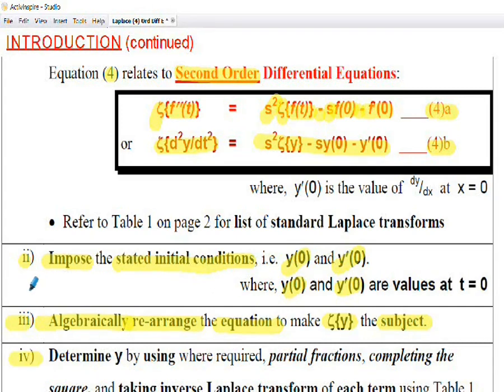Step 4 then, we're going to determine the function of y. We're going to solve our differential equations. Now this may involve the use of partial fractions. It may involve the use of completing the square. If our functions are not in standard form, we use partial fractions or completing the square to try and make them into standard form, from where we can take the inverse Laplace transforms of each term by looking at our table.